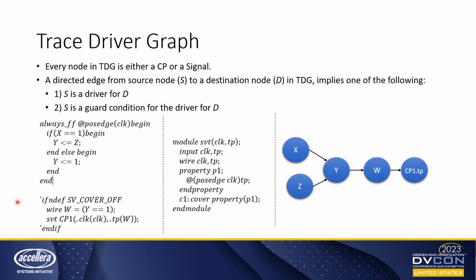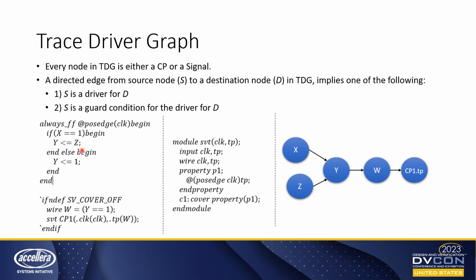So the code on the left is an RTL code, and the figure on the right is the trace driver representation of this RTL. Now, if you look at this RTL code carefully, you'll see that there are signals like Y, which is being driven by either Z or 1 on a posedge of a clock, depending on what the value of X is.